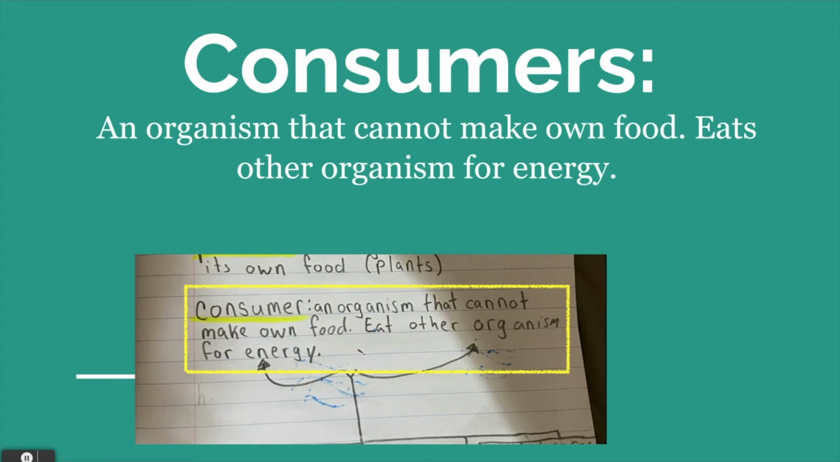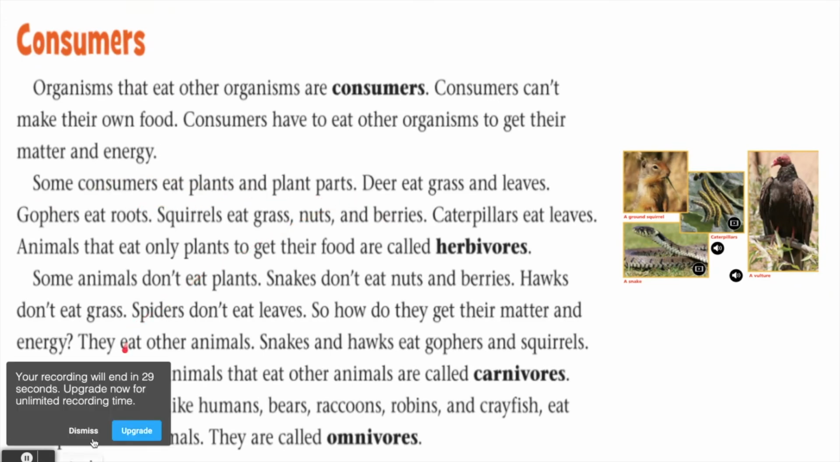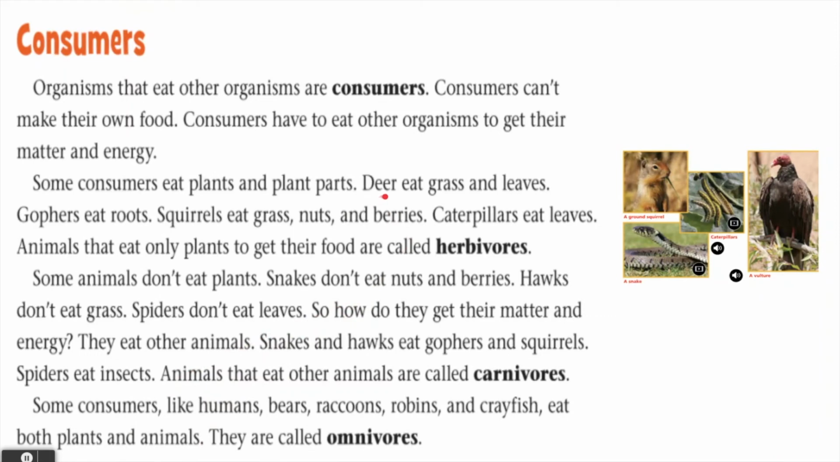Alright, you have now added consumers into your journal, but we're going to finish reading our FOSS ebook because there are three different types of consumers. Let's continue reading so we can learn about these different consumers. Let's start our next paragraph here. Some consumers eat plants and plant parts. For example, deer eat grass and leaves, gophers eat roots, squirrels eat grass, nuts, and berries, caterpillars eat leaves.